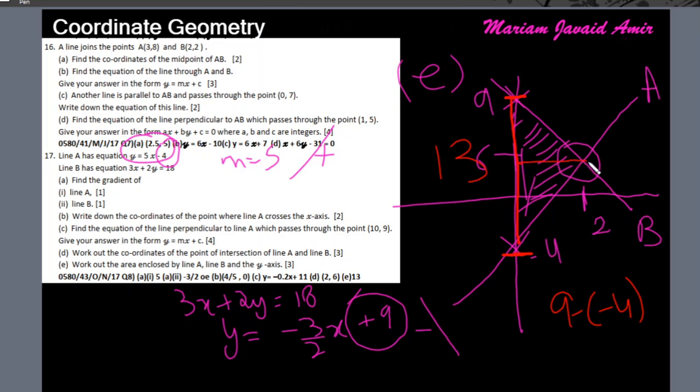Next I need the height. So this is 0 here and this is 2 here. So the height is 2 minus 0, which is 2. So the area will simply be half times height times base, which is simply 13. So 13 is the answer for part E.